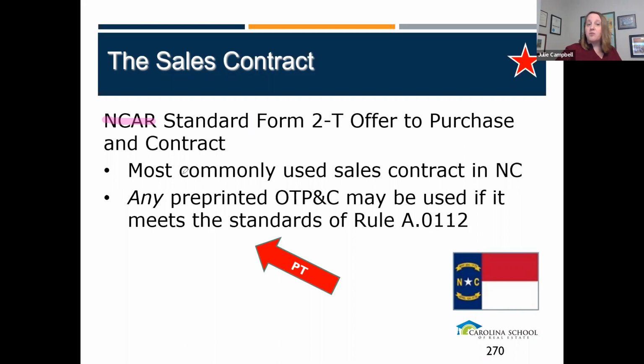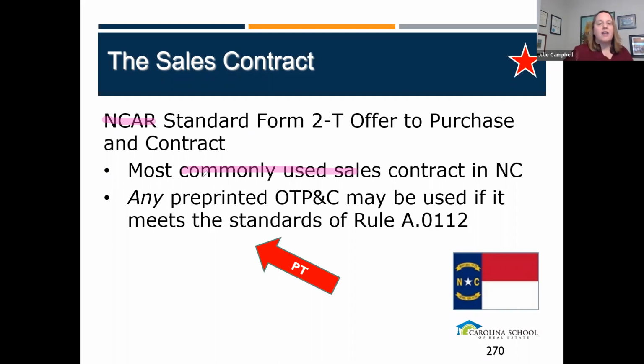Standard form 2T is the most common one that we use, but I need everybody to understand it's not the one that I have to use. It's the most common one. It's the one you're going to see most frequently. It's the one we're going to talk about next week. But it's not the only one I'm allowed to use. A lot of builders have their own contracts. Some firms may have their own contracts. Is everybody clear with that? It's the most common, but I'm not required to only use that one.